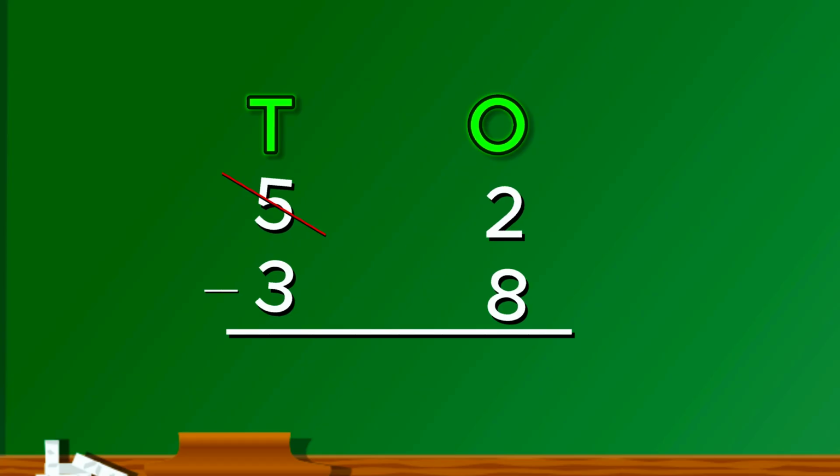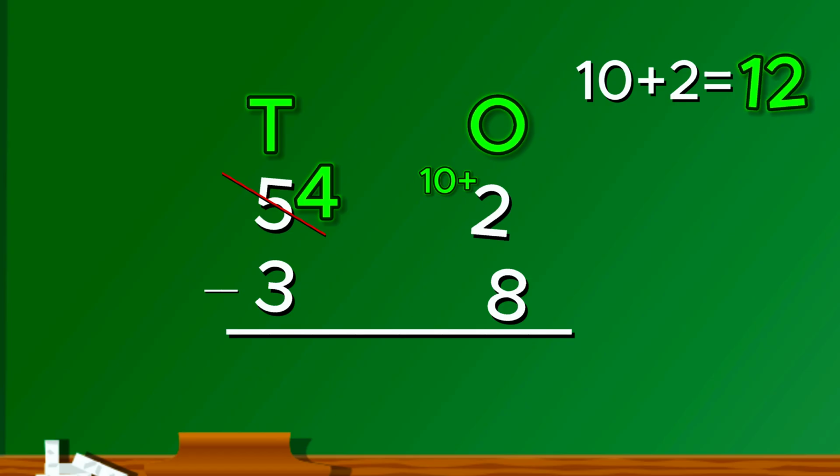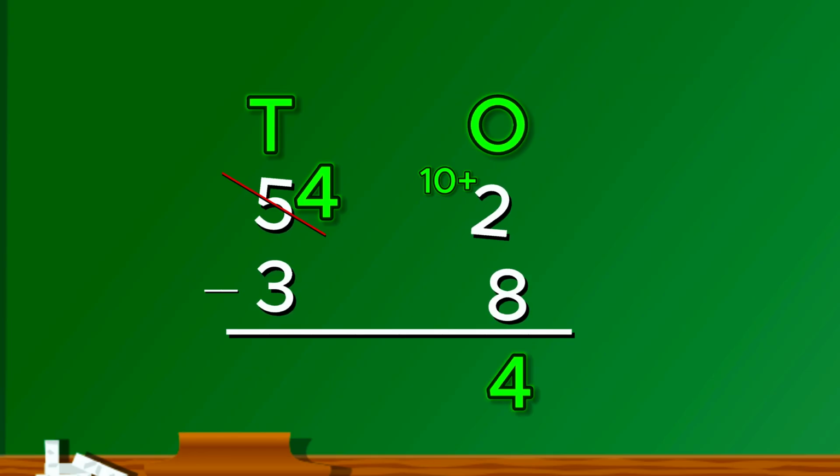Let's take 1 ten from the 5 in the tens place. Now, instead of 5 tens, we have 4 tens. And we give that extra 10 to the 2 in the ones place. What does 2 plus 10 equal? That's right, 12. Now, let's try again. 12 minus 8, that's 4, and 4 minus 3, that is equal to 1. So, 52 minus 38 equals 14. See, that wasn't so bad.